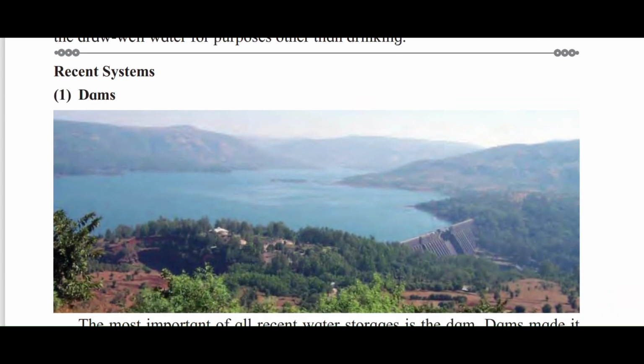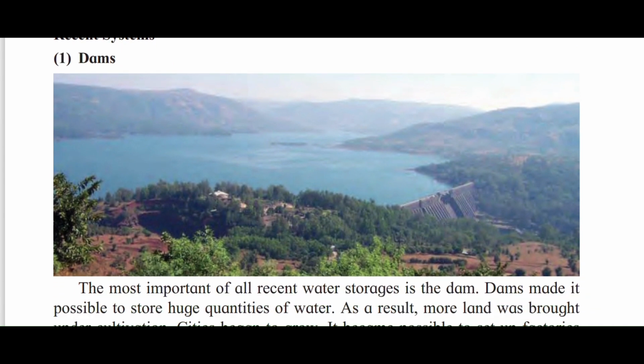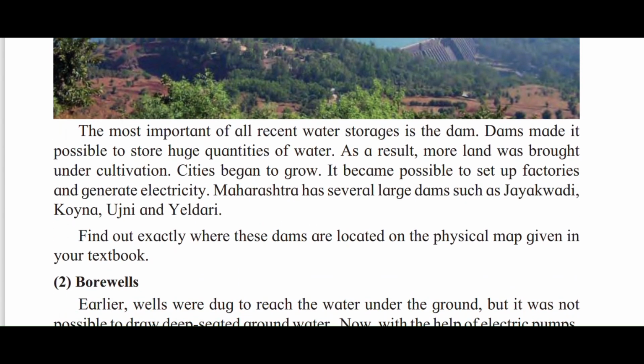So now the recent systems we have started. The first one is the dams. The most important of all recent water storage is the dam. Dams made it possible to store huge quantities of water. As a result, more land was brought under cultivation. Cities began to grow. It became possible to set up factories and generate electricity. Maharashtra has several large dams such as Jayakwadi, Koyna, Ujni, and Yeldari. Find out exactly where these dams are located on the physical map given in your textbook.